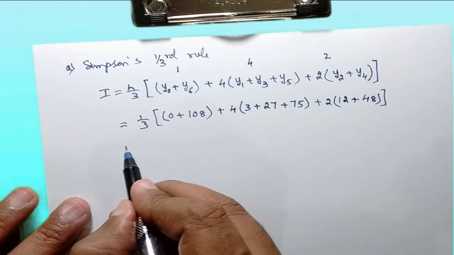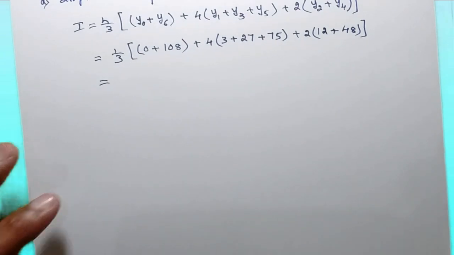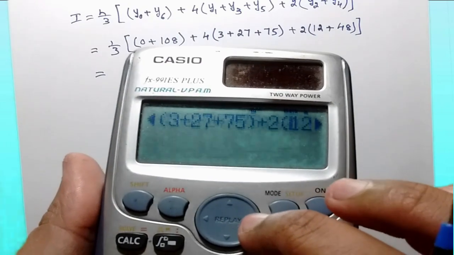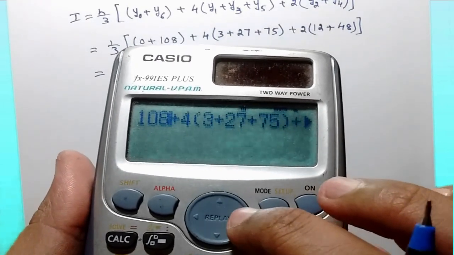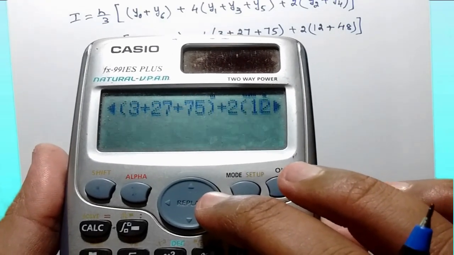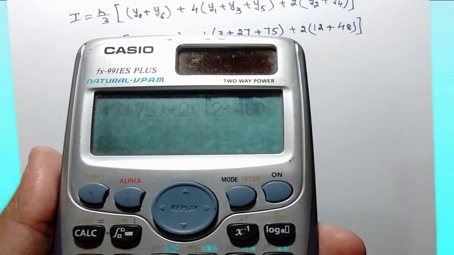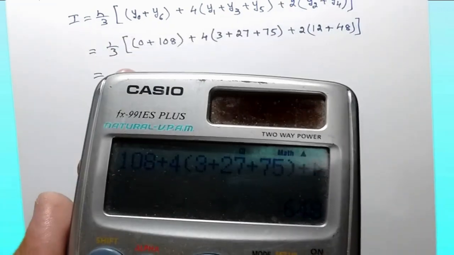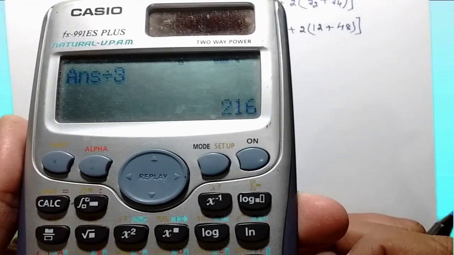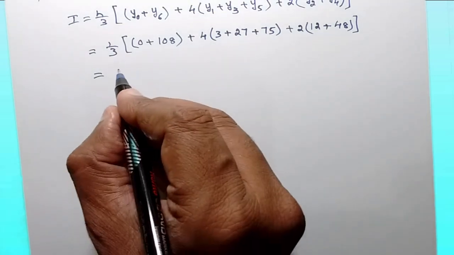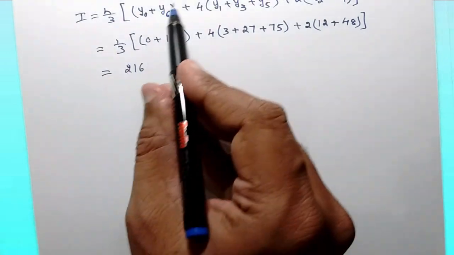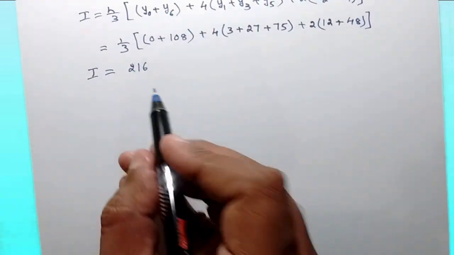You can just use the calculator and evaluate this one. I just typed only the numerator value there, so all the values will be getting over here. If you press the equals sign, 1 by 3 is there, so just divide that by 3 and see the value that you will be getting. I've got the value as 216. Just check, are you getting the same value? You will be getting 216. Simpson's 1/3 rule, I have got the solution to be 216.